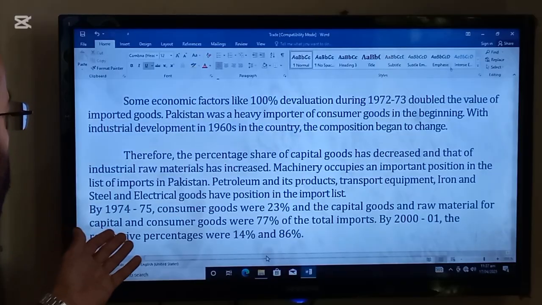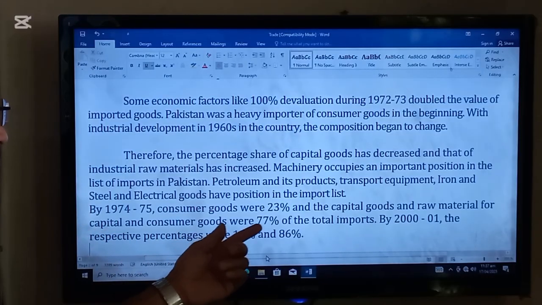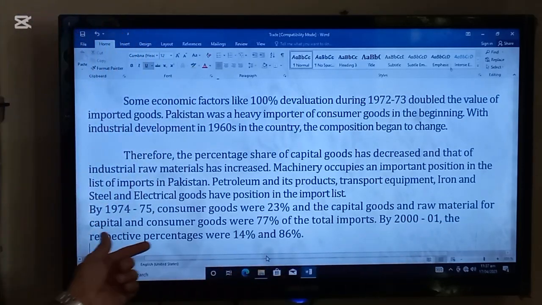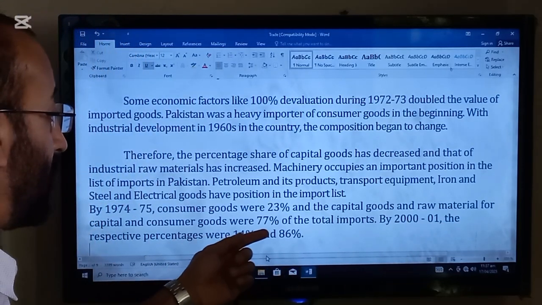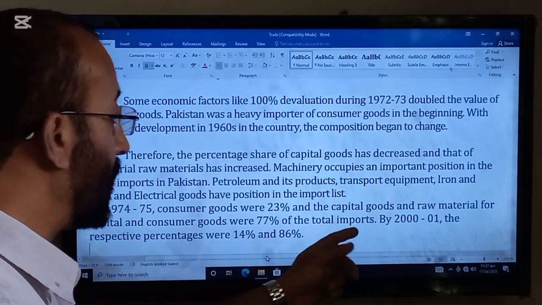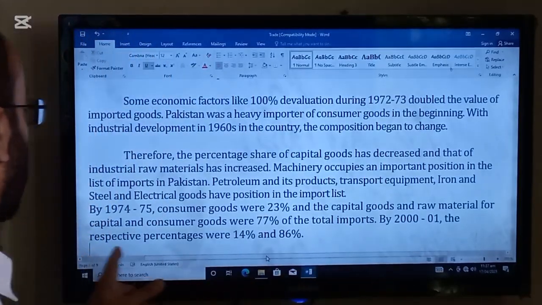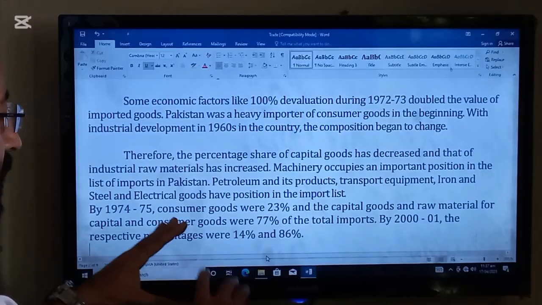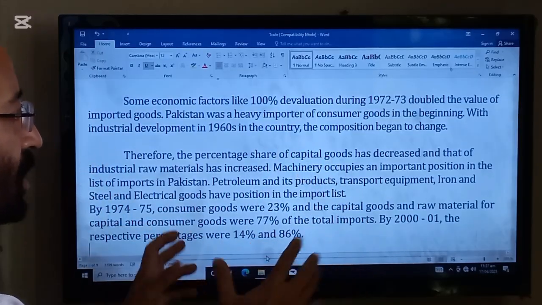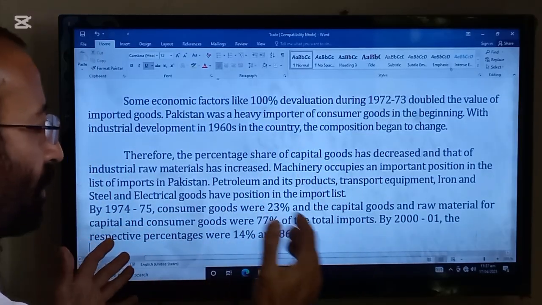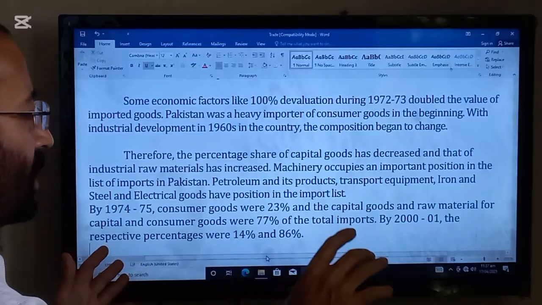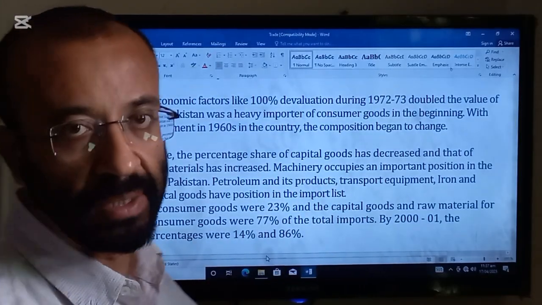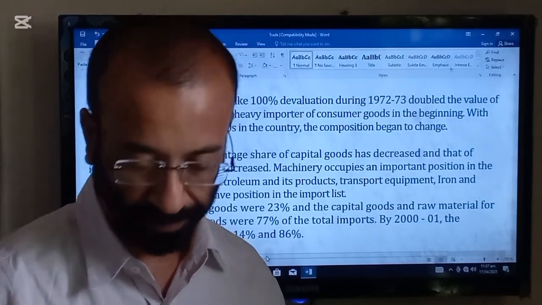By 1974-75, consumer goods were 23% and the capital goods and raw material for the capital and consumer goods were 77% of the total imports. By 2000-2001, the respective percentages were 14% and 86%. So the composition is rapidly changing. More and more of the percentage is actually industrial goods and equipment. So this was the change.